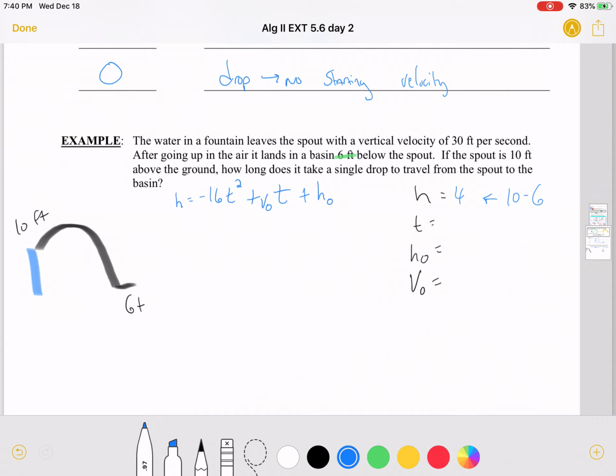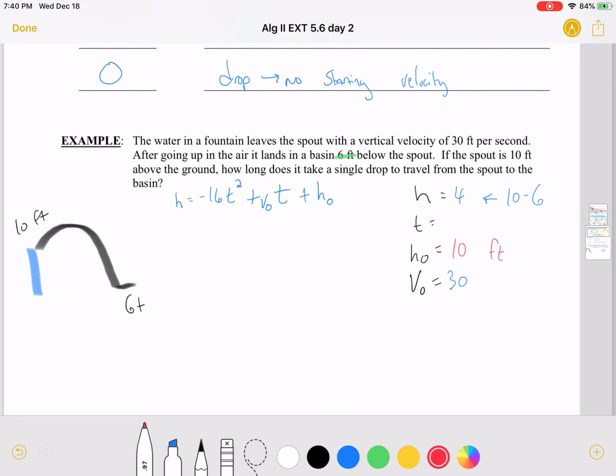Okay, let's go through and look at our other information we're given. It says with a vertical velocity of 30 feet per second. Is that our starting height or is that our velocity? Well, feet per second indicates velocity. So it's 30 feet per second. That tells us our starting velocity. And again, now we have to find T or H sub 0. H sub 0 tells us the starting height. So what's the starting height of this fountain? Well, it says the spout is 10 feet off the ground. Our starting height is 10 feet.